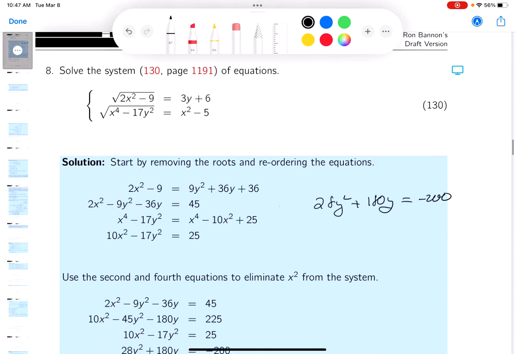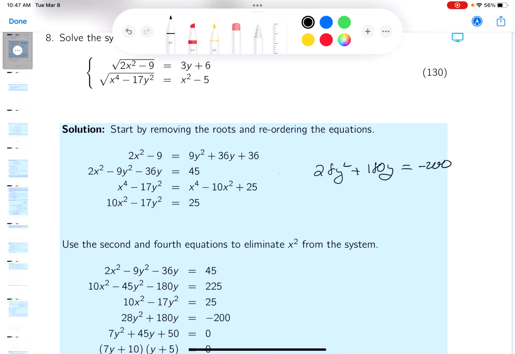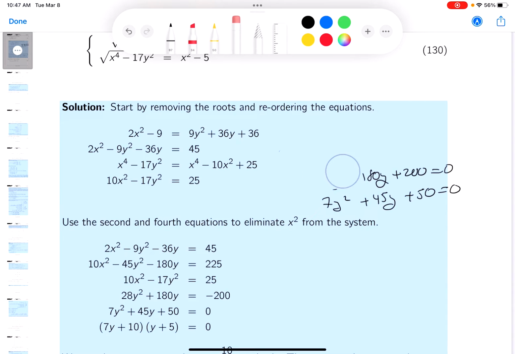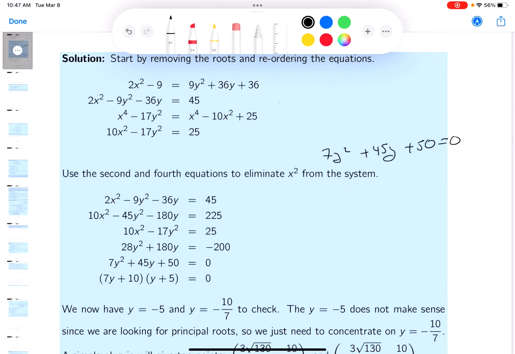Next thing I do is, it looks quadratic in y, so I'll write this down. 28y squared plus 180y plus 200 equals 0. The numbers are getting kind of big, so I'm going to divide through by 4, and you get 7y squared plus 45y plus 50 equals 0. Again, I'm thinking about moving forward, and I'm hoping that is nice, and it looks really nice.